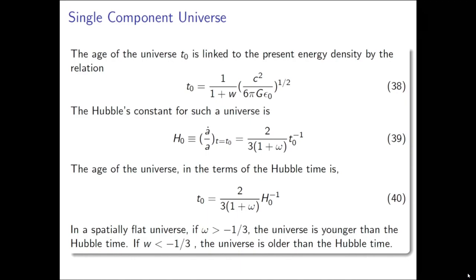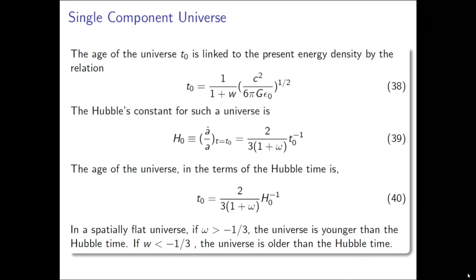So the Hubble's constant for such a universe is h naught, which we have seen before to be a dot by a. We are considering t equal to t naught, that is the time period that we take to be equal to 2 by 3 times 1 plus omega times t naught to the power -1. So the age of the universe t naught in terms of the Hubble's constant is equal to 2 by 3 times 1 plus omega times h naught to the power -1, or 1 by h naught.